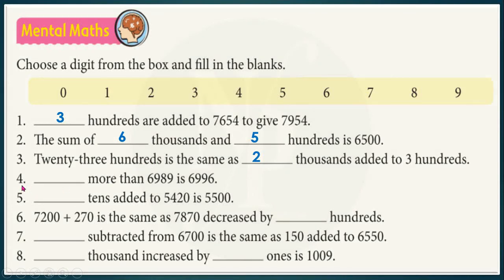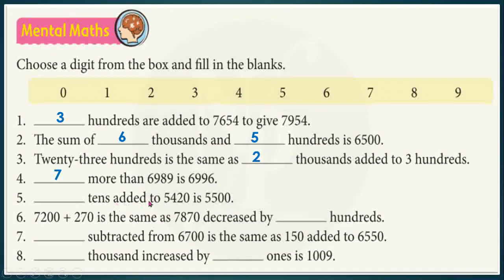Question number 4. Dash more than 6989 is 6996. So dash more than this. So if you add what is to be added to this number to get 6996? Yes, you have to add what? 7. That is 7 more than 6989, you will get 6996.